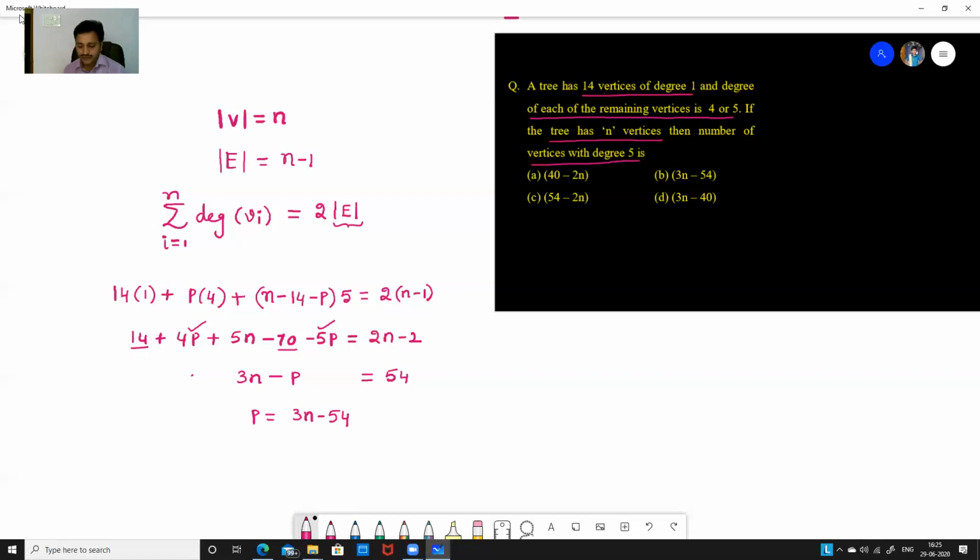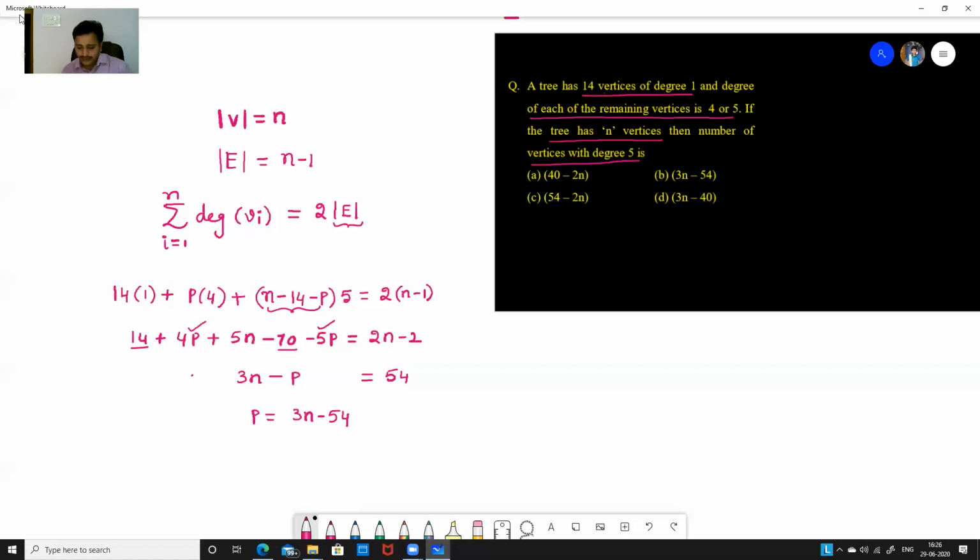3n minus 54. What is p here? p is equal to the number of vertices of degree 4. But here the question is asking for the number of vertices of degree 5. So the number of vertices of degree 5 is nothing but n minus 14 minus p, right? n minus 14 minus p equals the number of vertices of degree 5.